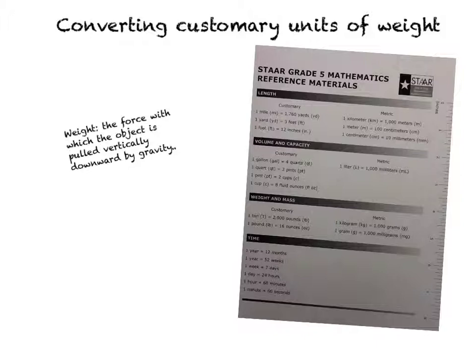The next thing on your mathematics chart, you want to find where it's talking about weight and mass. It's over around the middle of your mathematics chart. This week we're focusing on customary measurement. So go ahead and fill in how many tons equals blank pounds. 1 ton equals 2,000 pounds. 1 pound equals 16 ounces. Go ahead and fill that in on your recording sheet.